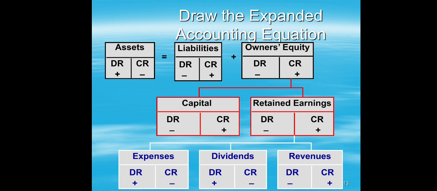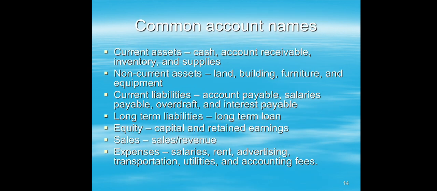Okay, here you can see that expenses increase, you debit. Revenue increase, you credit. Okay, this one. Before you can do the journal entry, you have to know the typical names of accounts that we use for a sole proprietorship service business.